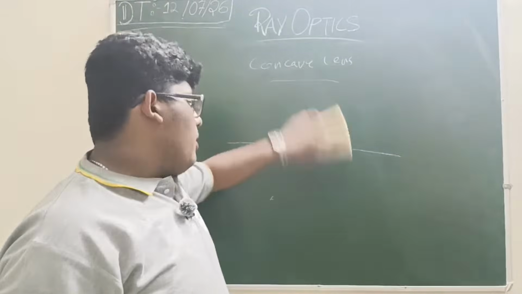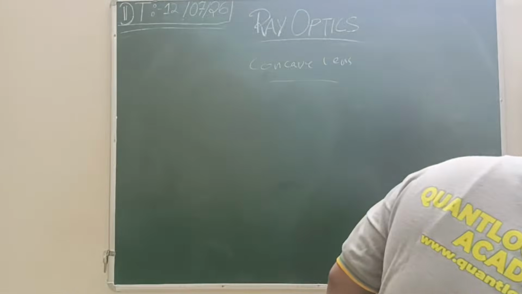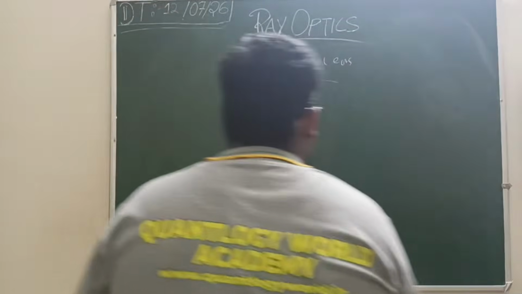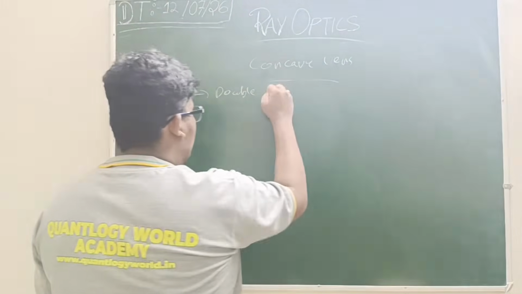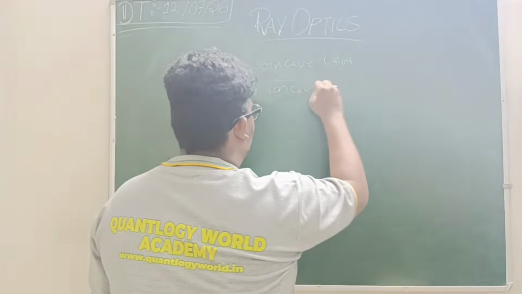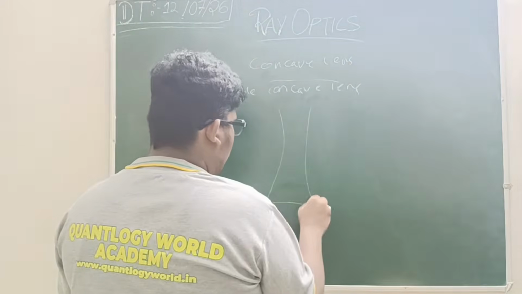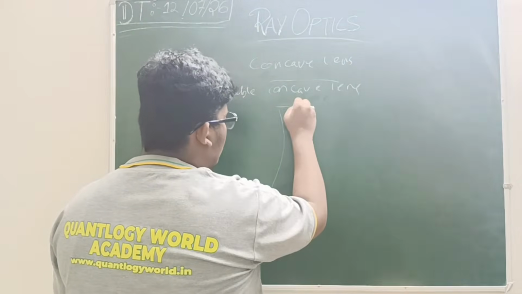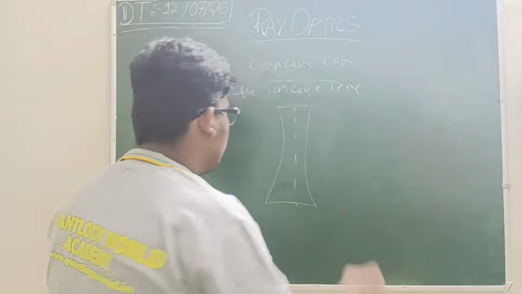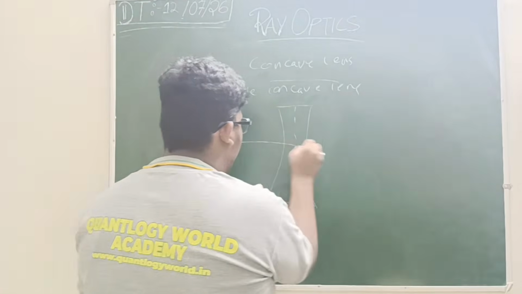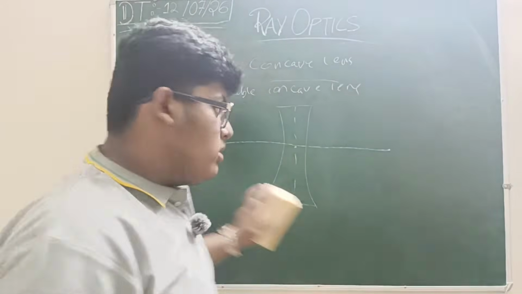Then there are some types of concave lens also. The types of concave lens are, first is double concave lens. This normal diagram of concave lens is called double concave lens, which uses two concave mirrors to form. This is double concave lens. This is the first type of concave lens.